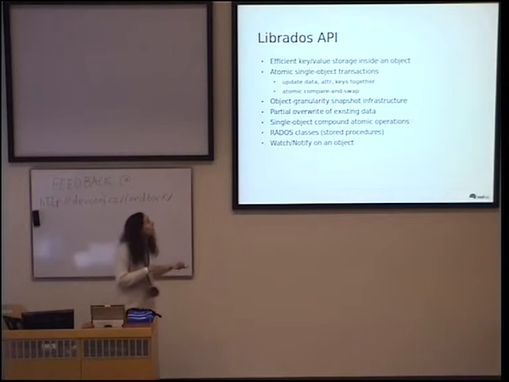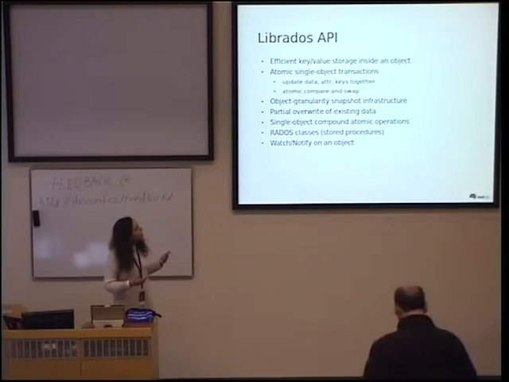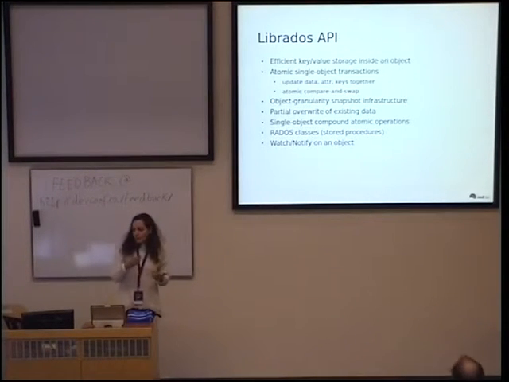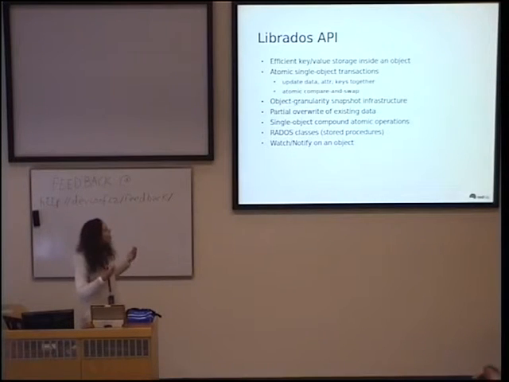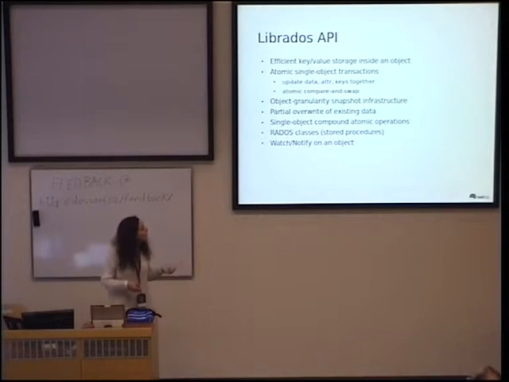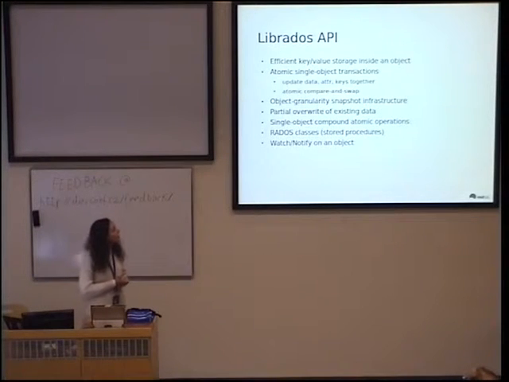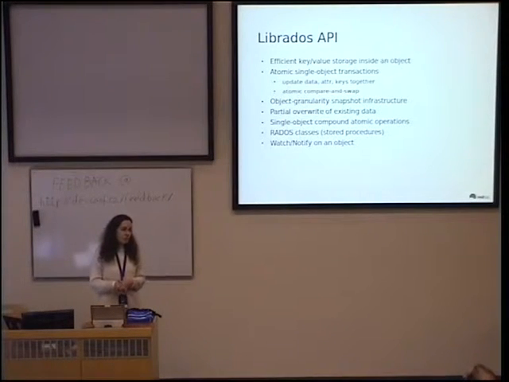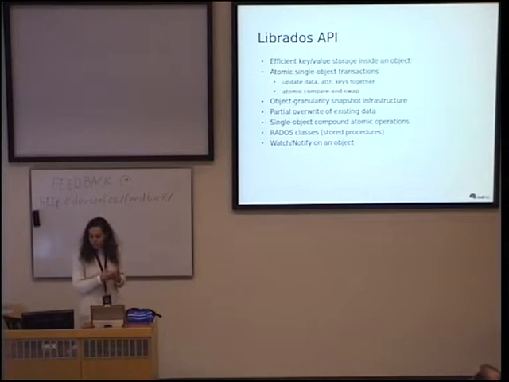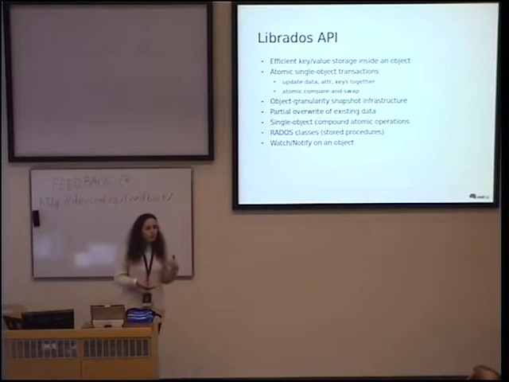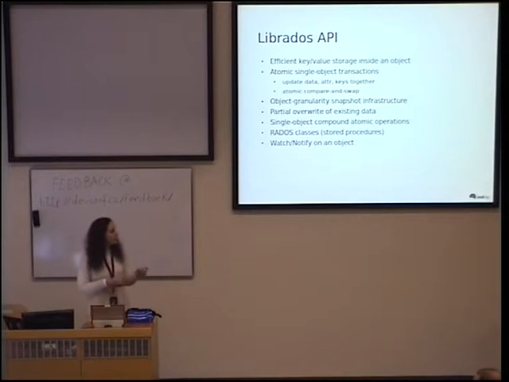So the API libraries allow us, first of all, a single atomic object transaction. That means you can update metadata and attributes of an object in one operation, and it will be atomic. You also can have key-value storage inside an object. You have snapshots, and it allows partial overwrite of existing data, a bit different from other object storage.